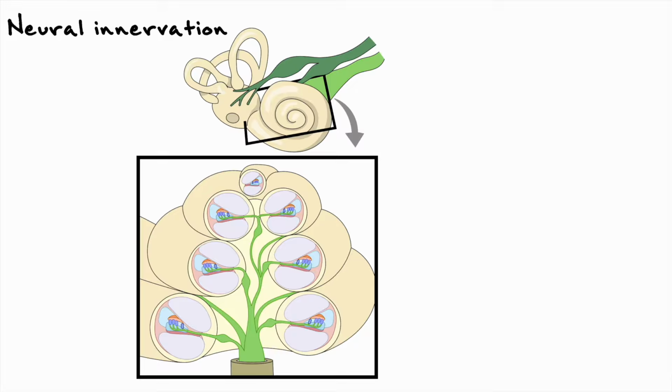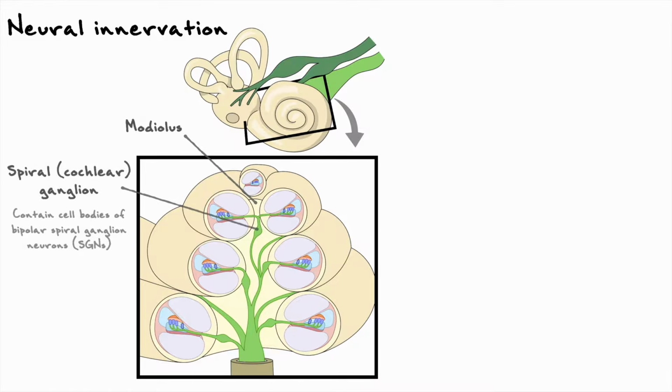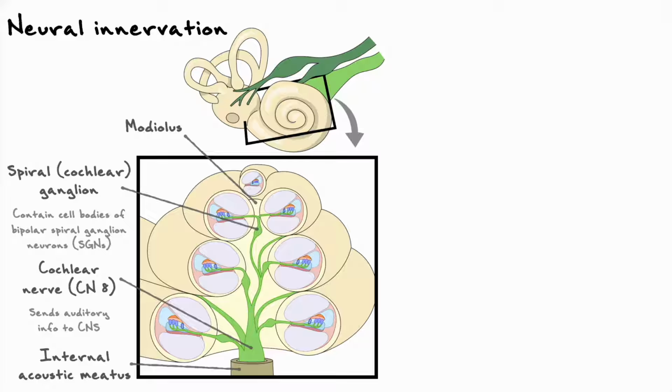This central axis, which is also known as the modiolus, is a spongy bone that holds the neurons that innervate the cochlea. The cell bodies of the neurons are located in a particular structure called the spiral or cochlear ganglion. Accordingly, the neurons in these ganglions are called spiral ganglion neurons and converge all together to form the cochlear nerve or cranial nerve 8. This nerve is what again will send auditory information to the central nervous system. To do so, it passes through a structure called the internal acoustic meatus, which is simply a conduit that offers the passage for cranial nerve 8 and other nerves that are not super relevant to the auditory system.